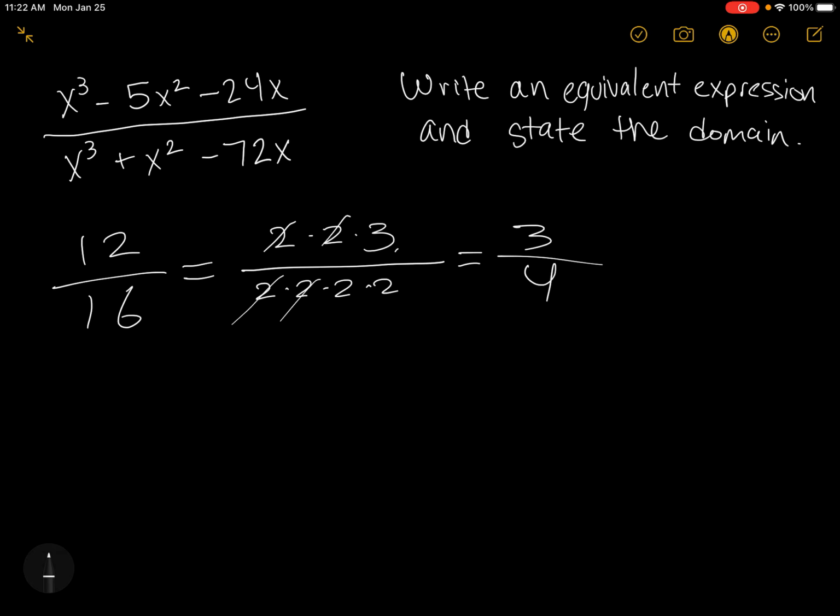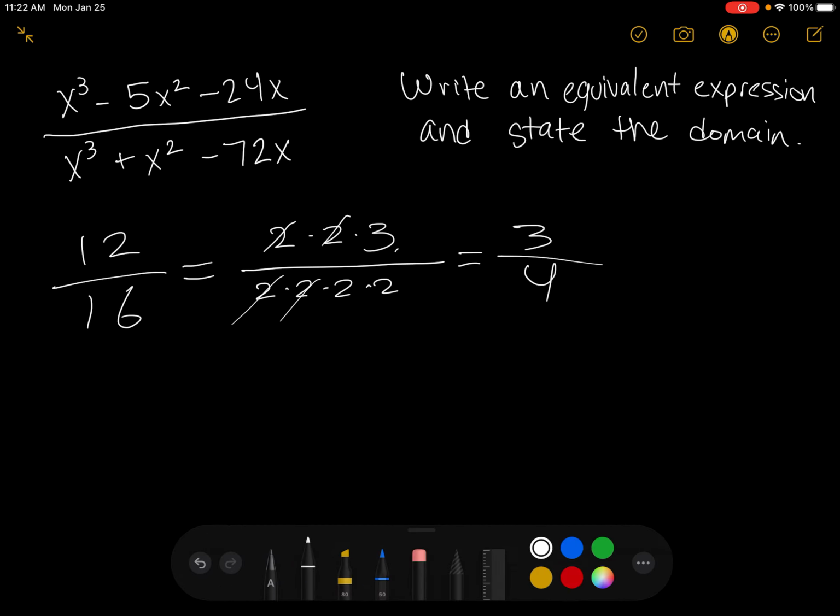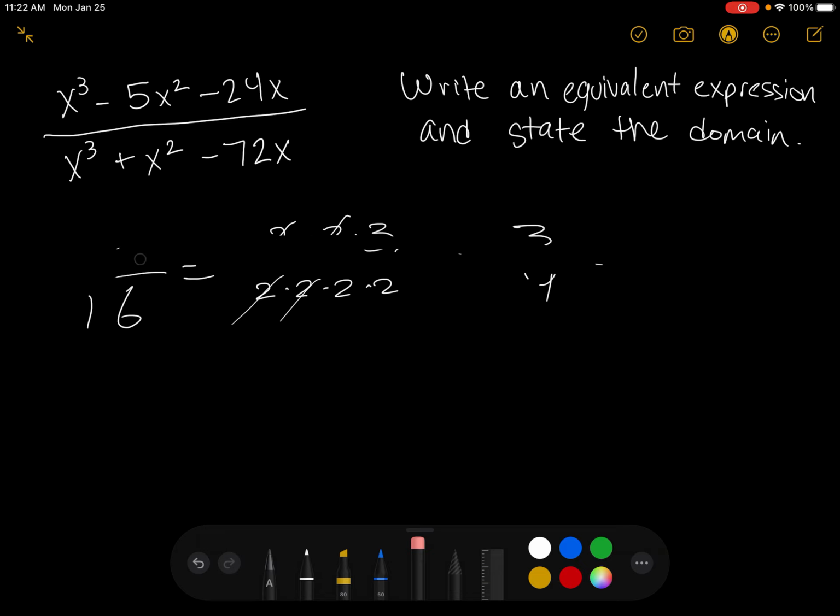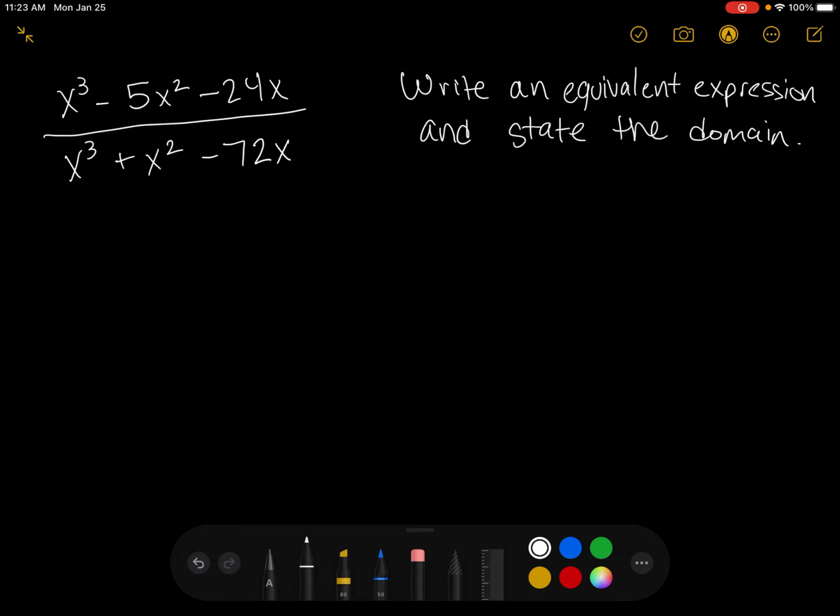We're going to do a very similar process when we are simplifying a rational function. We are going to factor the numerator, factor the denominator, and then eliminate terms that can cancel each other out. So let's get started. First, let's factor out x to the third power minus 5x squared minus 24x.